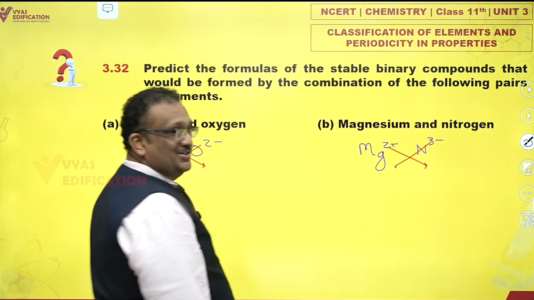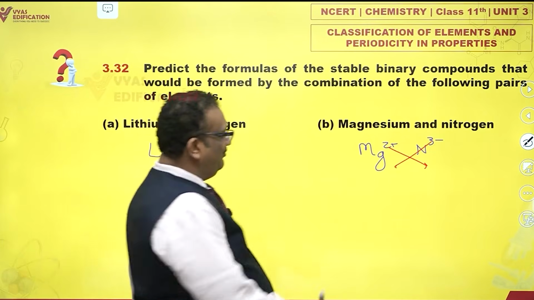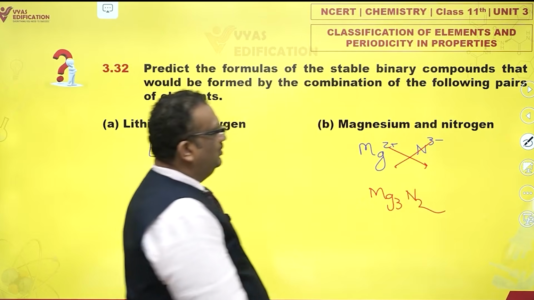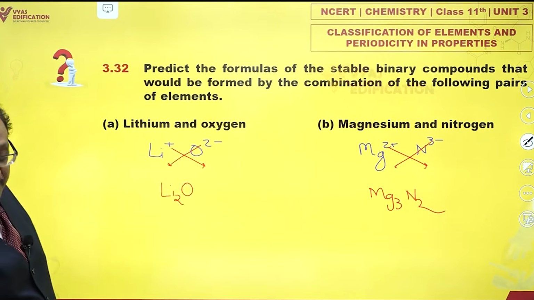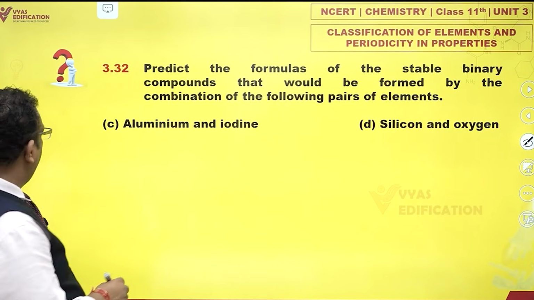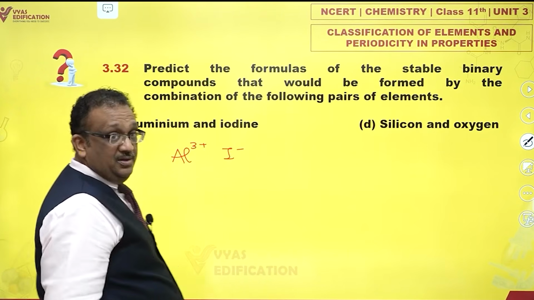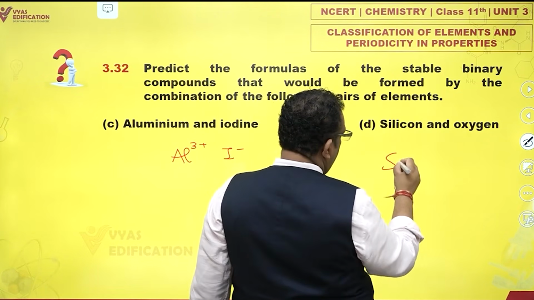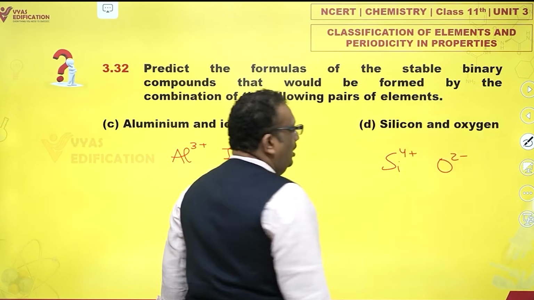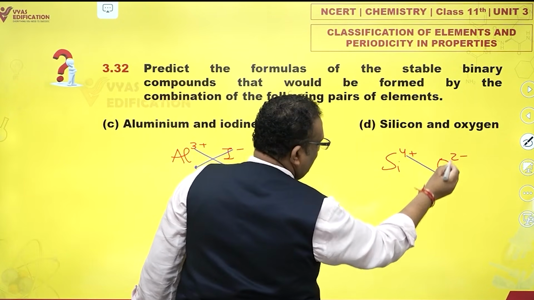Okay, charge exchange, yes. And you have Li2O and you have Mg3N2. These are the stable binary compounds formed by these combinations. Aluminium and iodine. Aluminium is +3 and iodine is -1. Silicon has a valency of 4 and oxygen -2. What happens? Again, charge exchange.